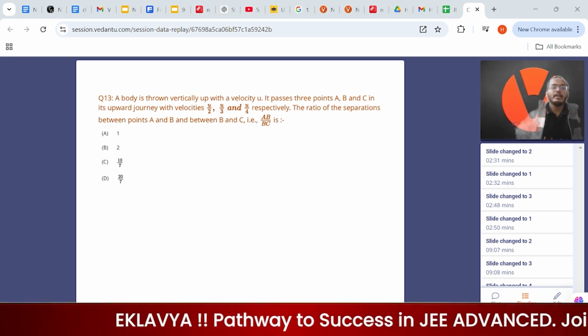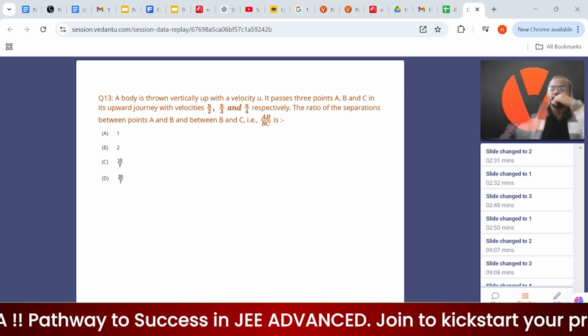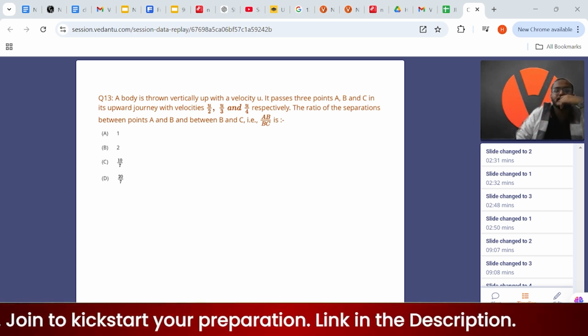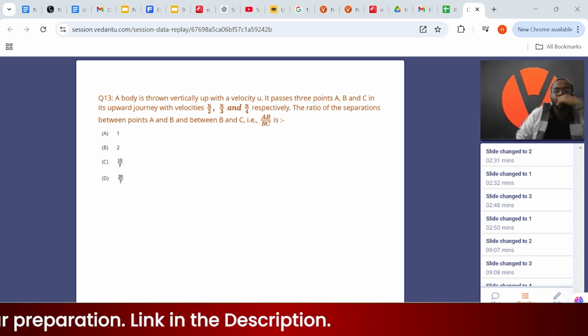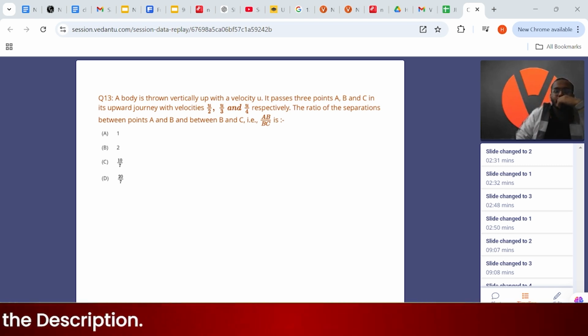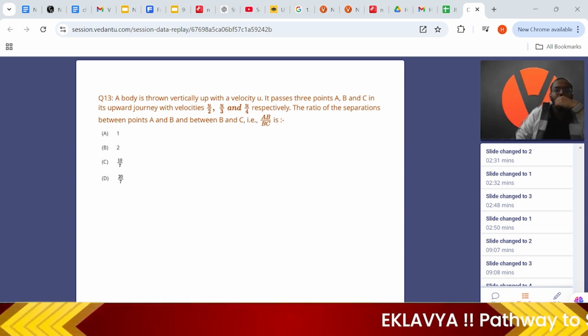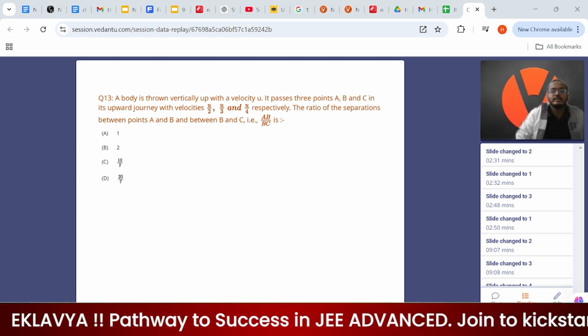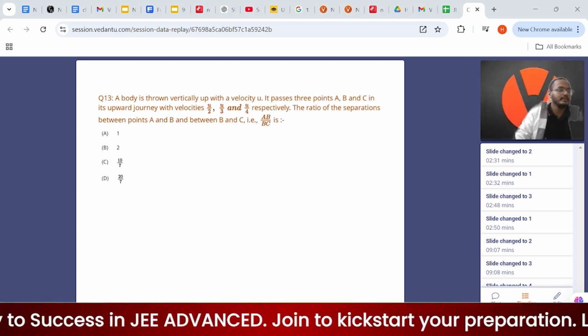Now, a body is thrown vertically upward with a velocity u. It passes 3 points A, B, and C in its upward journey with velocities u by 2, u by 3, and u by 4 respectively. The ratio of separation between points A and B, and between B and C, AB by BC, is?